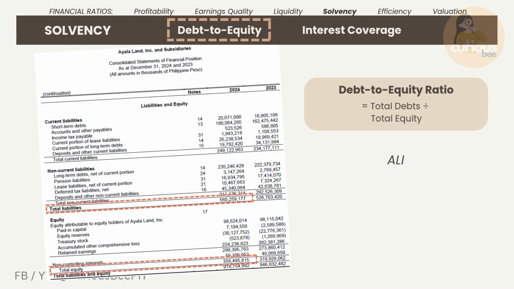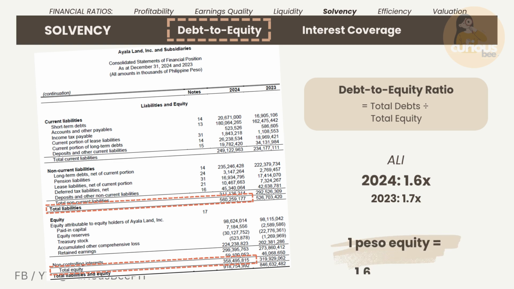Our sample company's debt-to-equity ratio in 2024 is 1.6 times. This means debt is 1.6 times higher than equity, therefore, debt is high. The next thing we want to know is if this level is normal for the company. If we look to the past, we will see that its 2023 and 2022 ratio is 1.7 times. So this debt-to-equity level looks normal for the company.